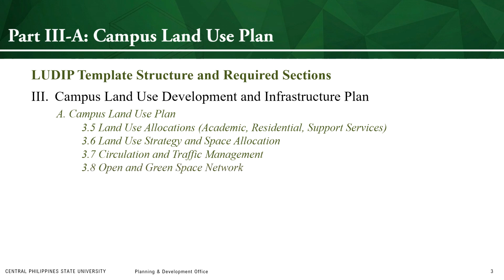Section 3.8, Open and Green Space Network. Detail your plan for integrating green and open spaces into campus development. This includes recreational areas, green corridors, and landscape features that promote environmental balance and campus wellness. Green space is not a luxury. It is a planning requirement and a quality of life necessity.